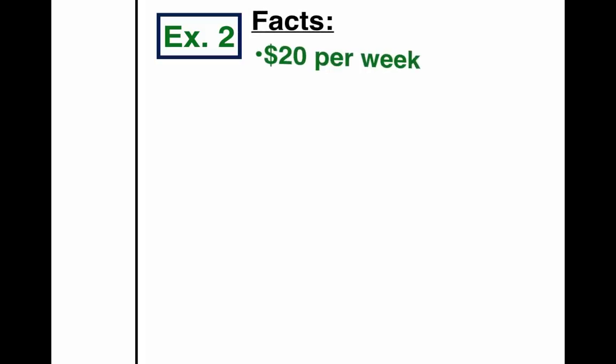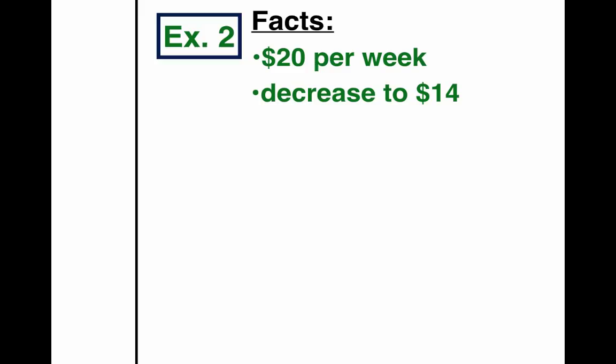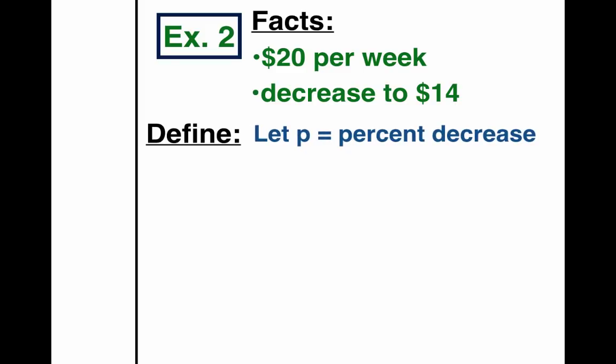So what we're going to do is write down the facts of this story. Here are the facts. She started with $20 per week. That was what she originally started with, but now she decreased to $14. Her pay went down. We're going to define a variable. We have one variable. We're going to let P be her percent decrease. She's not like Luis. She didn't get an increase. She got a decrease. And we're going to set up an equation. Our equation is going to be very similar to the last example.